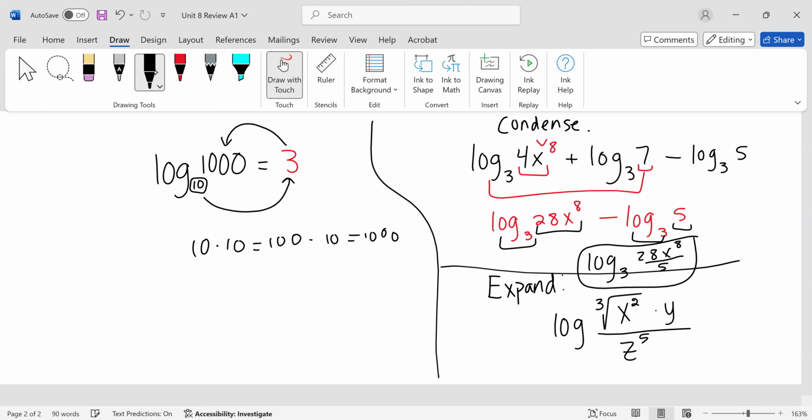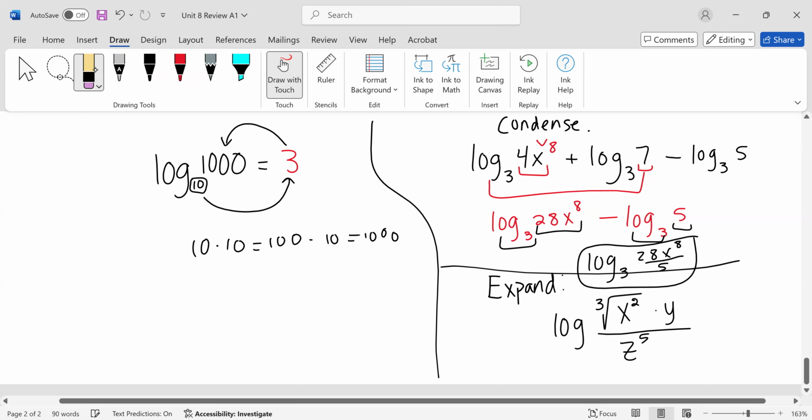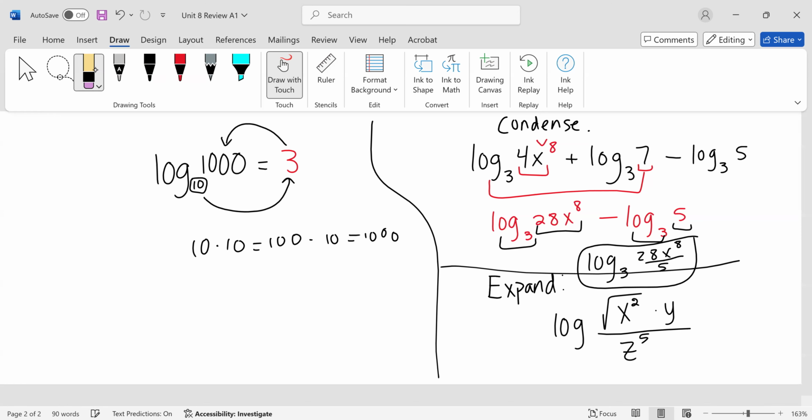All right, now we're going to expand. So first of all, whenever I see a cube root, I can erase this and turn it into the power of 1/3. Okay? And you can multiply those two. 2 times 1/3 is just 2/3. So I'm going to write this as 2/3.